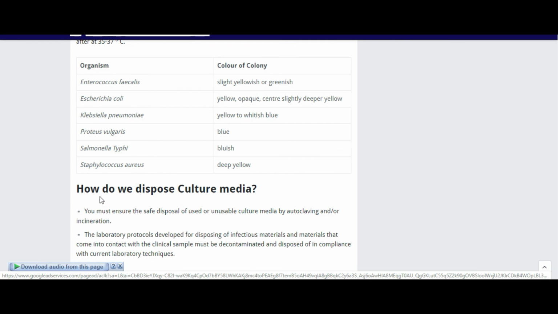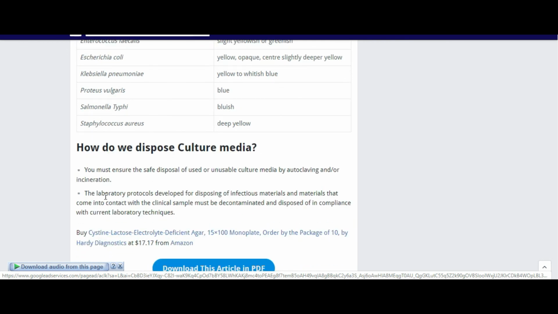After culturing, it's essential to always dispose of your culture media, right? Because biomedical waste is increasing, and nosocomial infection is becoming an emergency. We are having some bacteria which are resistant to almost all kinds of antibiotics. So it's always essential to properly dispose of your media after usage.